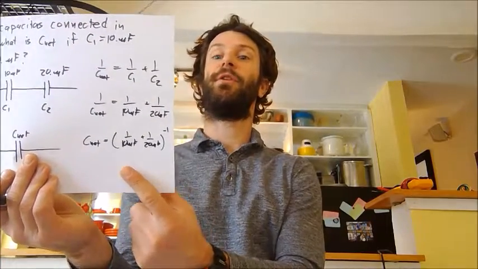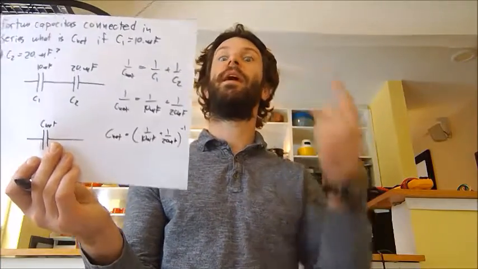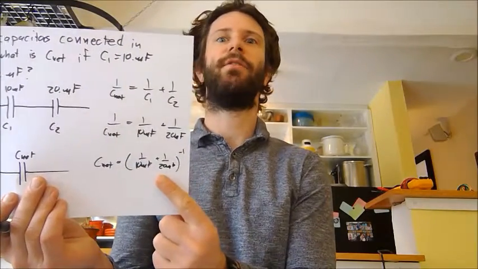Let's add these using common denominators, then take the reciprocals, right? Think order of operations. Add what's inside the parentheses and then apply the outside. I know it's old hat, but it's super common to make that mistake. So we say 2 over 20 microfarads plus 1 over 20 microfarads, to the negative 1, which is 3 over 20 microfarads.